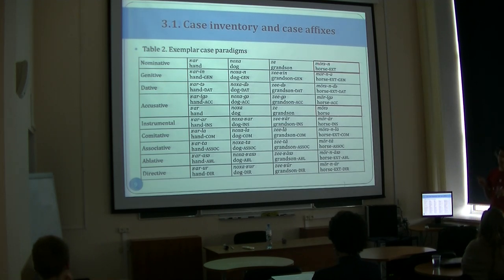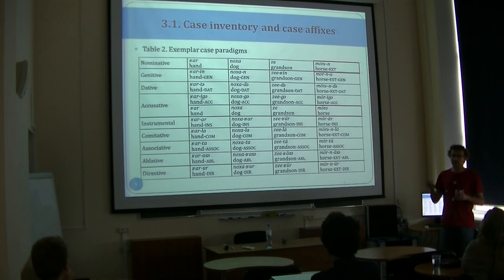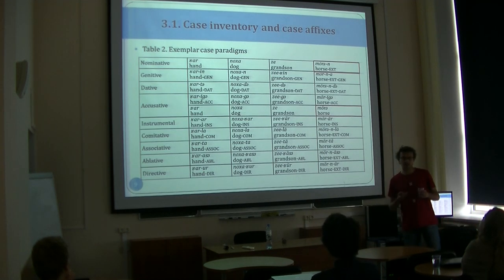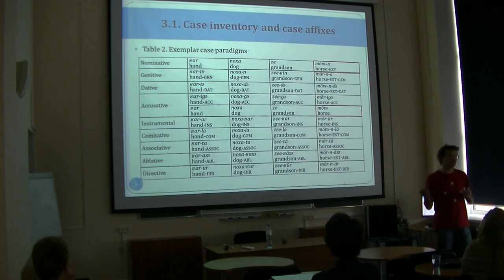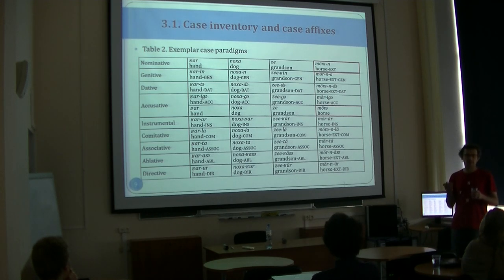But in fact, this n is sometimes there and sometimes it's not there. For example, in the accusative, it's not there. In the associative case, it's not there. But sometimes it's there, for example, in the ablative or in the directive or comitative and so forth. So this is just an arbitrary list of cases. They are not motivated by any evident semantic thing or whatever.